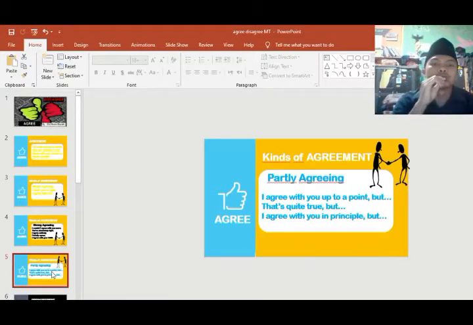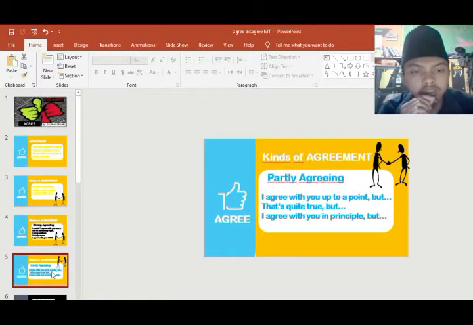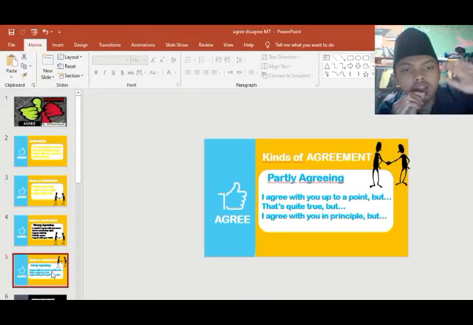Next, partly agreeing. This agreement is used when we disagree with one point, but agree with the rest of someone's opinion. For example, "I agree with you up to a point," but another point that you disagree with can be added after this expression.